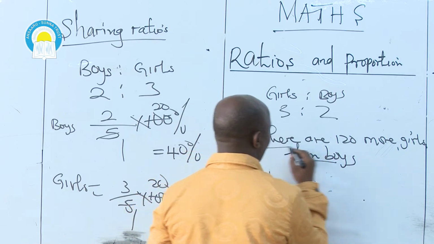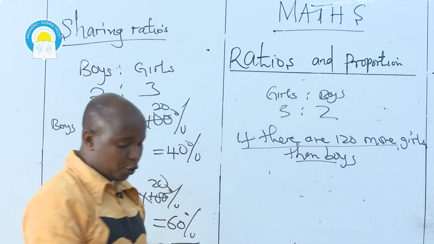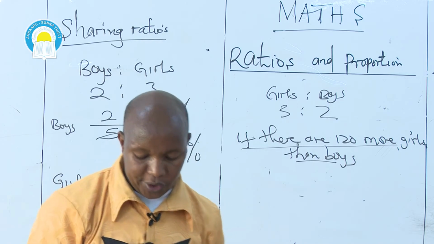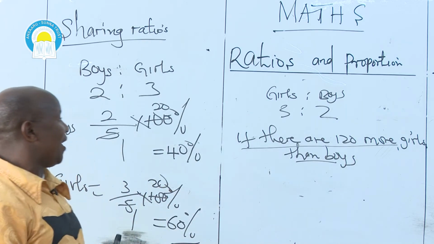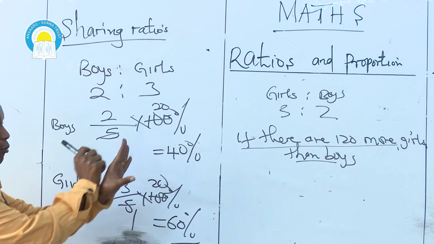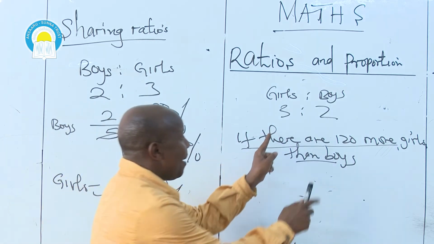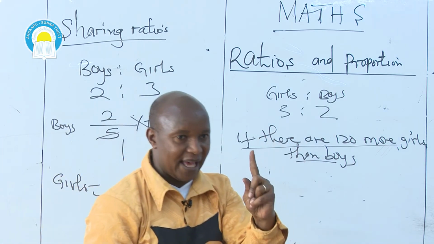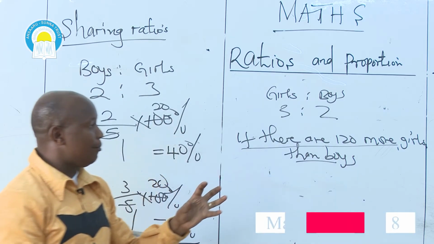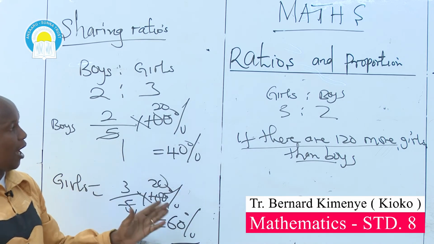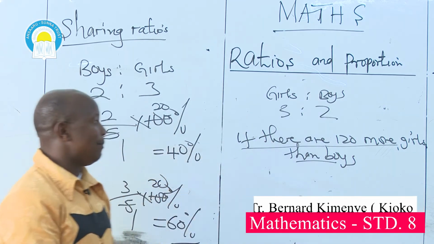That's the trick of that question now. There are 120 more girls than boys. How many boys are there in the school? According to my ratio, girls are more by 1. Understand that? According to the ratio now, girls are more by 1.